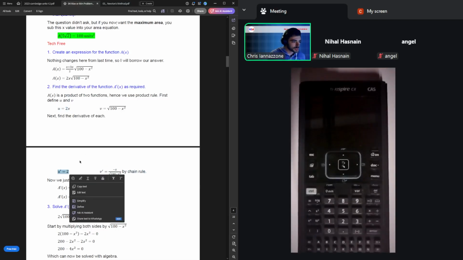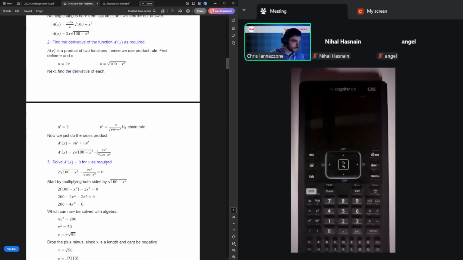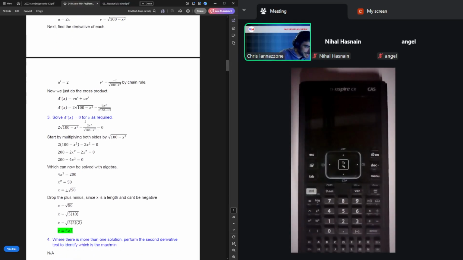Derivative of this one is pretty chill. Derivative of this one, you're going to be using a chain rule. And then from there, yep, just shove it back into the product rule specifically. That'll get you your derivative formula. Nice and nasty. You now have to set that equal to 0 to solve.